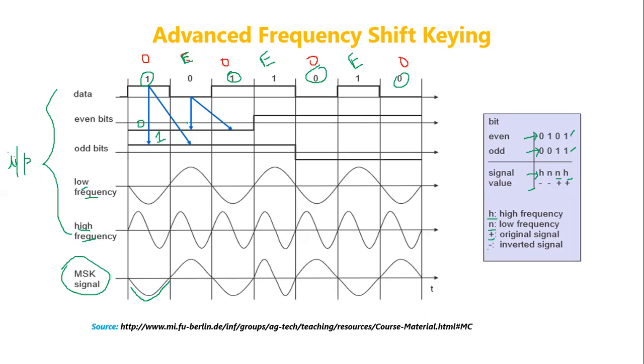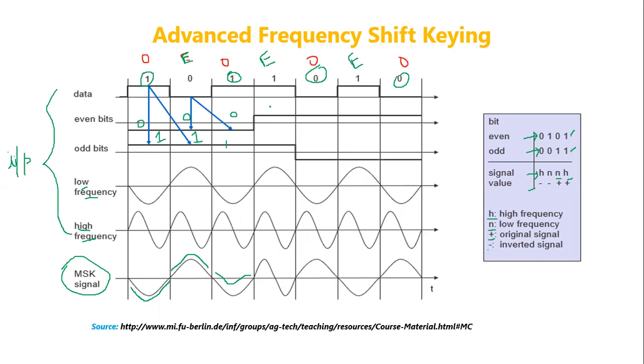Let us move to the next clock pulse. The even bit is 0 here also, and the odd bit is 1. It is the same, no difference. So the resultant signal will be the original low frequency signal as it is, and the same low frequency signal comes here. The third case is also even bit 0, odd bit 1, so the original low frequency signal comes here as it is.